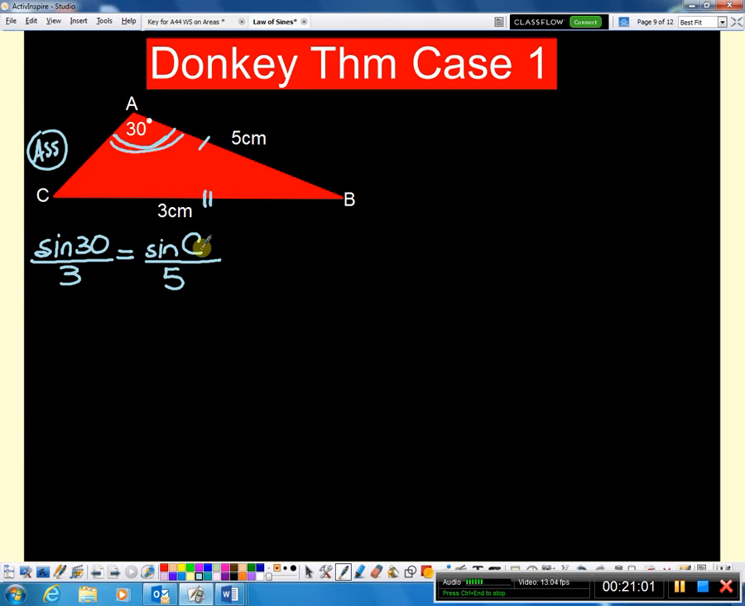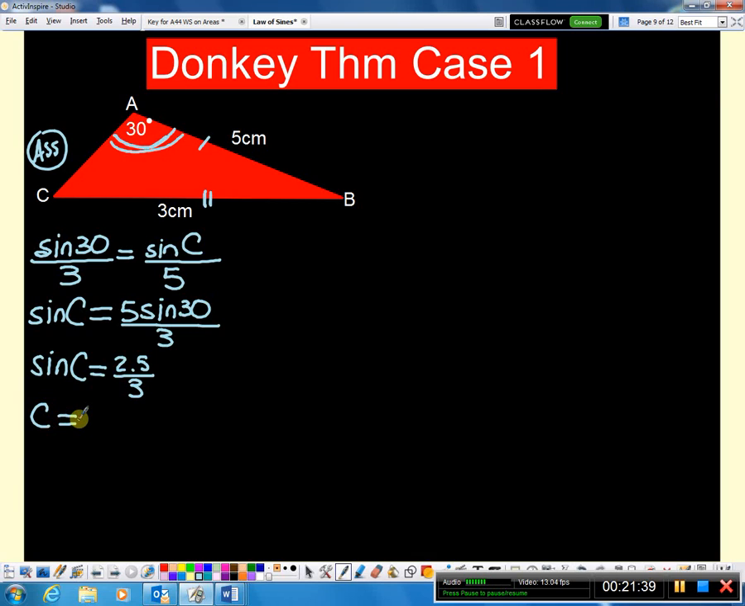So step 1 is to set it up. Step 2, isolate the sine C part. Do you see you would say 5 sine 30 divided by 3? Now, I'm not going to normally have you do this without a calculator, but do you remember that sine 30 is a half, and a half times 5 is 2.5, and 2.5 over 3 is less than 1, which means you can proceed with the problem. I say this because of the next thing you'll see me do. So you've isolated the variable portion of the problem. Now it's time to do sine inverse of 2.5 divided by 3.